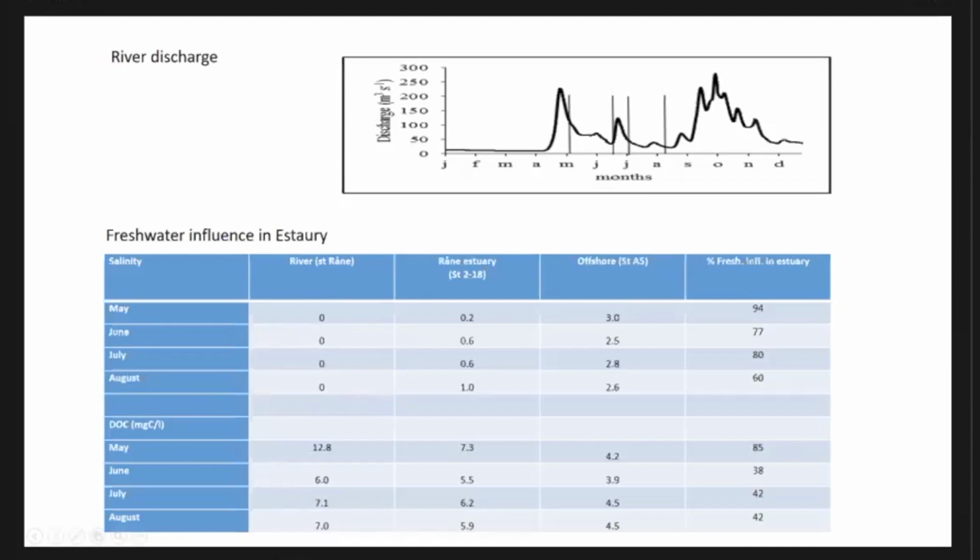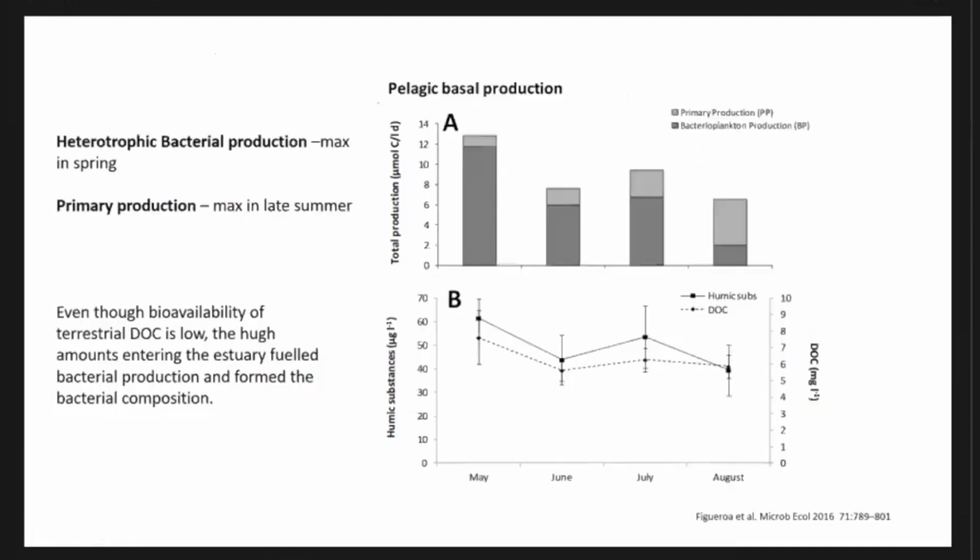And the same we can see if we analyze dissolved organic carbon, because the dissolved organic carbon is rather high in the river water and pretty low in the offshore station, and the estuary is somewhere in the middle. But the message here is that in spring it's really influenced by fresh water, but this influence decreases. So it's a flow-through flush of water, especially in spring.